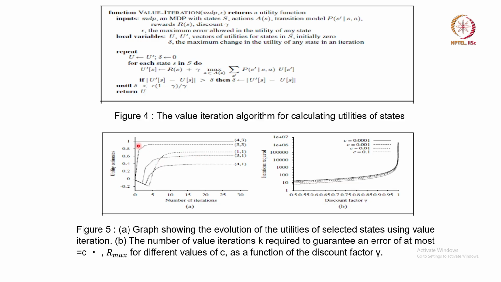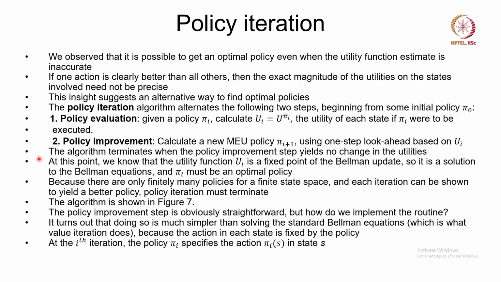Okay, so the utility of 4, 3 is going to be 1 always. And then you have the other states, the utilities of the other states start with low values and go up and get a fixed value, whereas some of them actually go negative, right? You can see that some of them go negative and then they go positive at first. Okay. So that is one method.